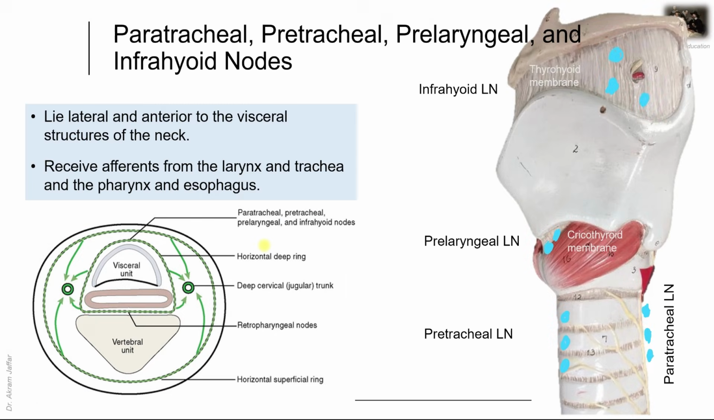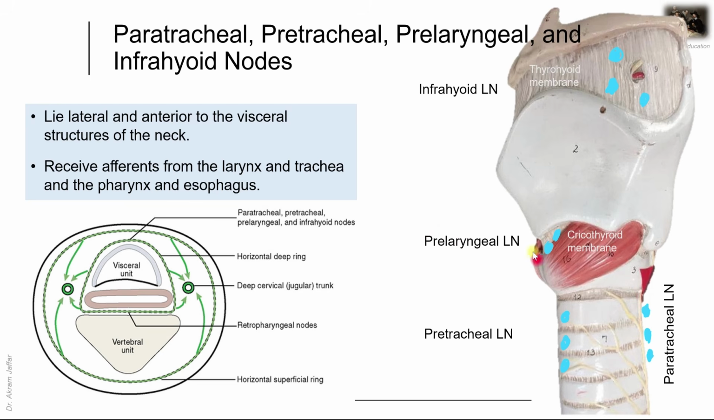The other group of the inner circle of deep cervical nodes is the group containing the paratracheal and pretracheal nodes. So we have the pretracheal in front of the trachea, paratracheal on either side of the trachea. Of course, we are talking about the cervical part of the trachea, the part that is located in the neck, not in the mediastinum.